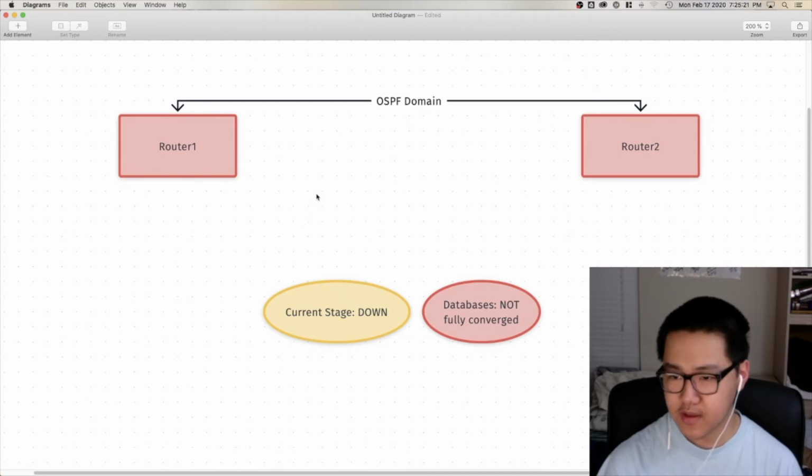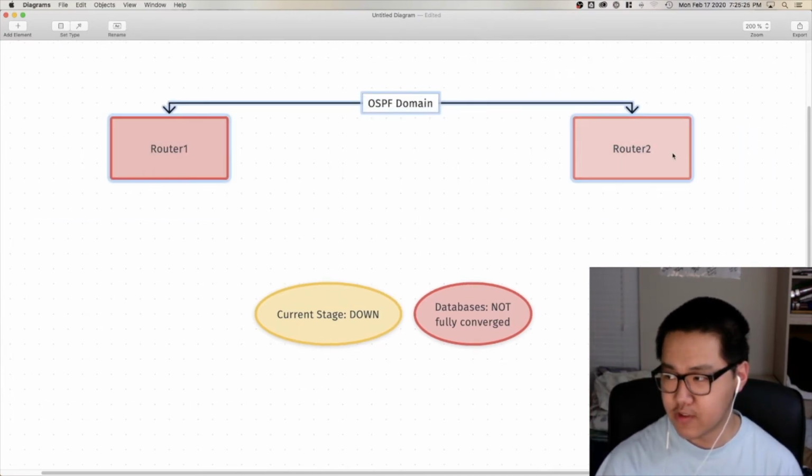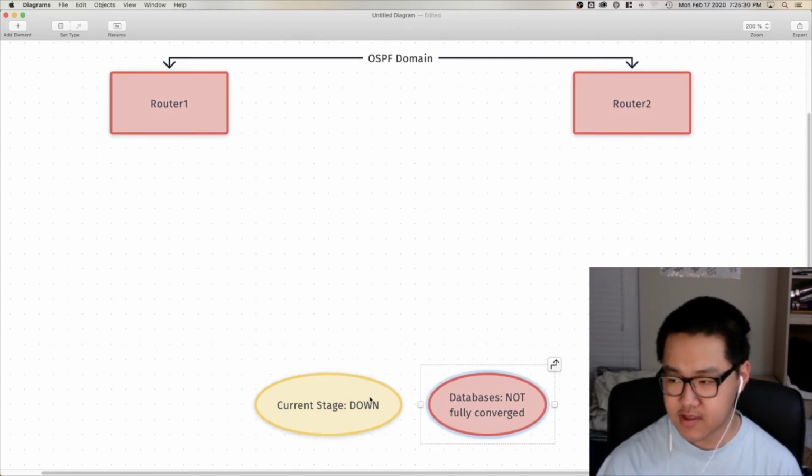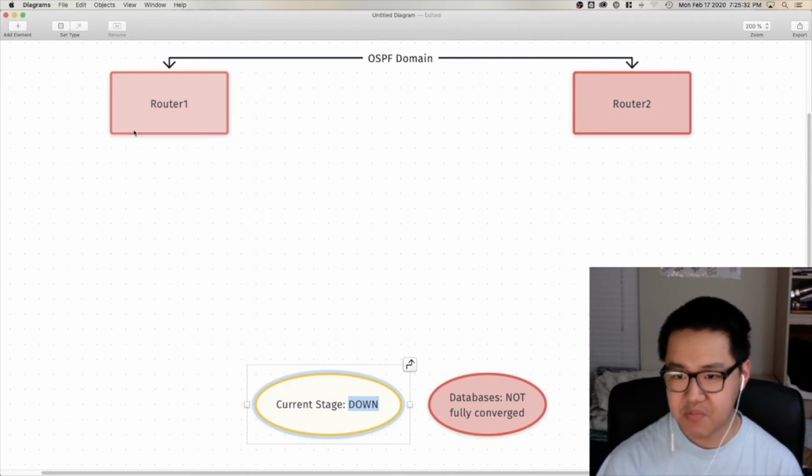Alright. Hello. So, we have an OSPF domain. Move this up a little bit. And this is the current stage. Down. Nothing's happening at all. No exchange of anything. And the databases are not fully converged for reasons that I hope are obvious. Init. So now we're in Init. Yay! We're moving up the chain.